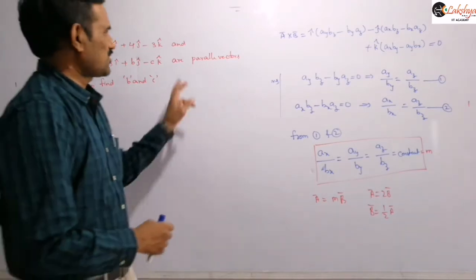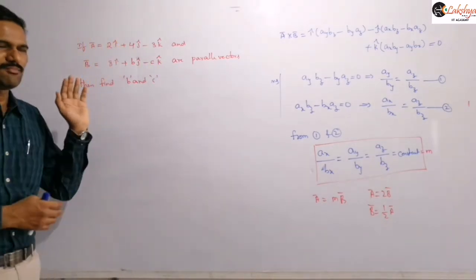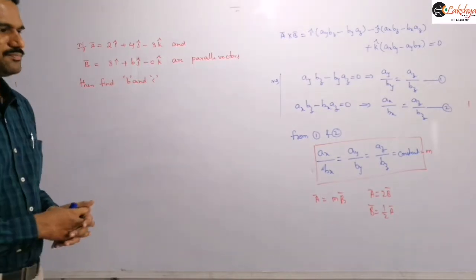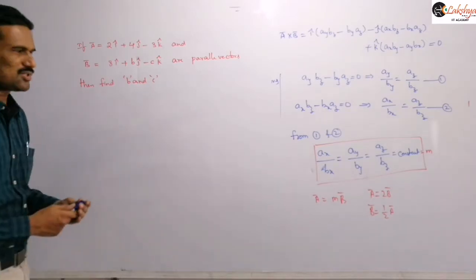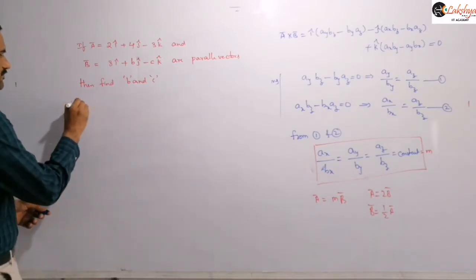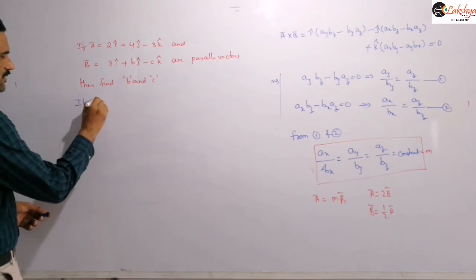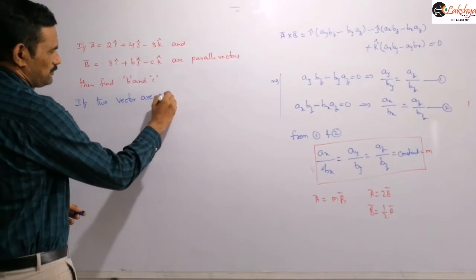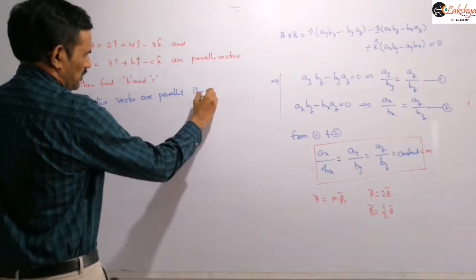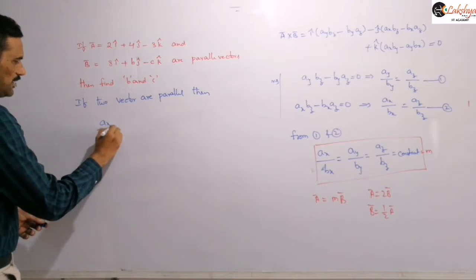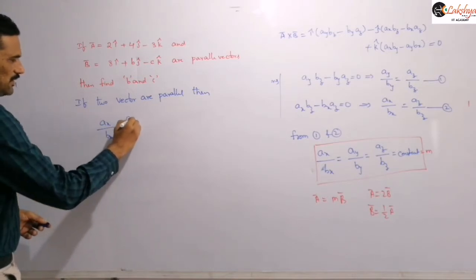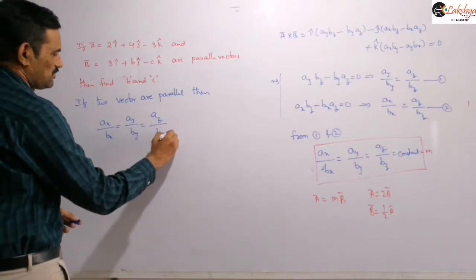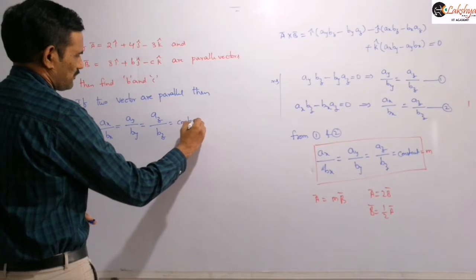That means in the case of the dot product, only one unknown will be there, when two vectors are perpendicular. If two vectors are parallel, two unknowns may be given here. So now we simply need to use that equation here. I am writing that formula again: if two vectors are parallel, then we can write the relation as ax by bx is equal to ay by by, and that is equal to az by bz.